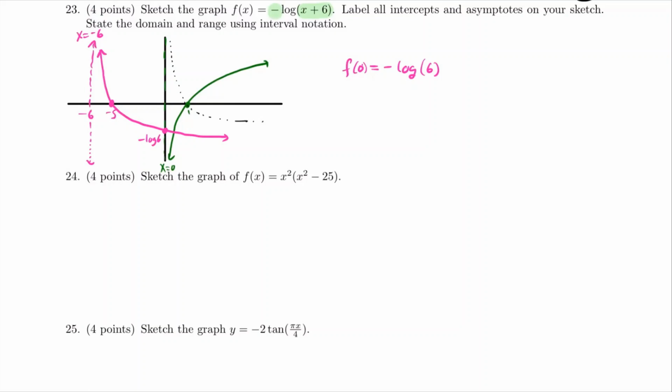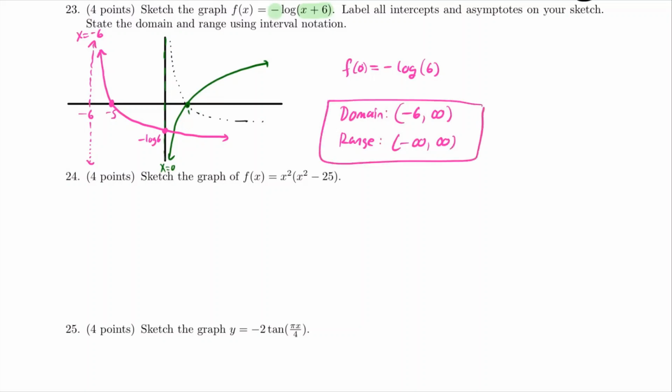Now let's go ahead and state the domain and range as well. So the domain of this function, it's going to be from the asymptote, so open, -6 all the way to infinity. And the range, it's going to be everything. So -infinity to infinity. Everything makes sense. So that will be the domain and range. As you can see, the graph exists right here, very close to the asymptote, and then it's just growing this way. And the range is all real numbers.